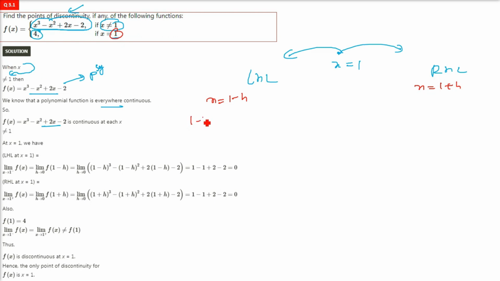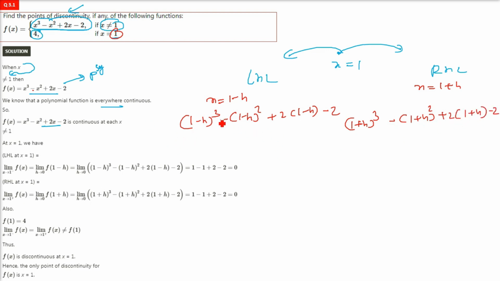So this is 1 minus h whole cube minus 1 minus h whole square plus 2 into 1 minus h minus 2. This is your LHL. And RHL, same thing. In place of x, just put 1 plus h. So 1 plus h whole cube minus 1 plus h whole square plus 2 into 1 plus h minus 2.